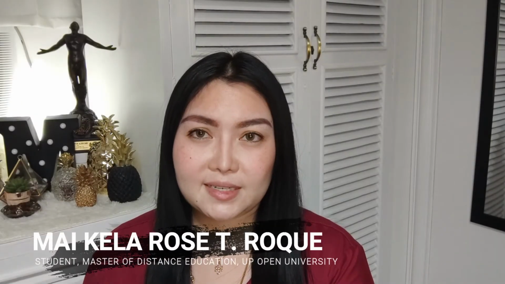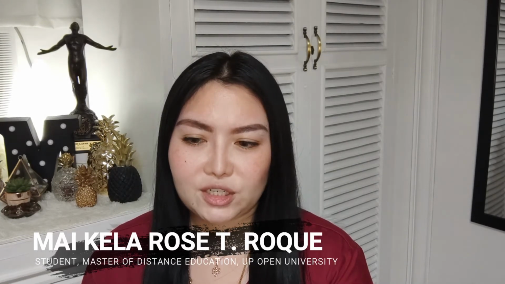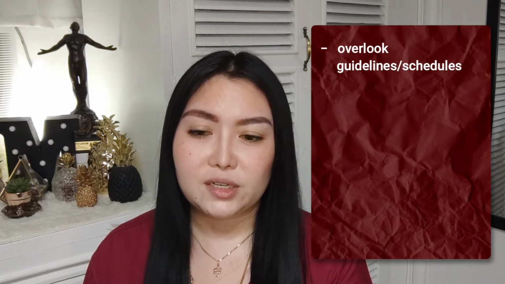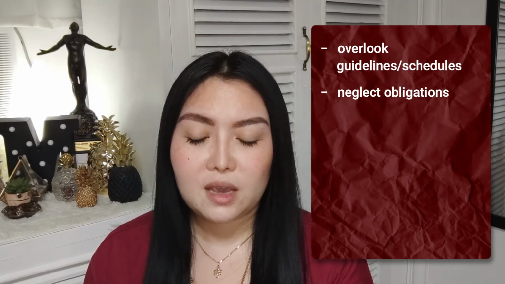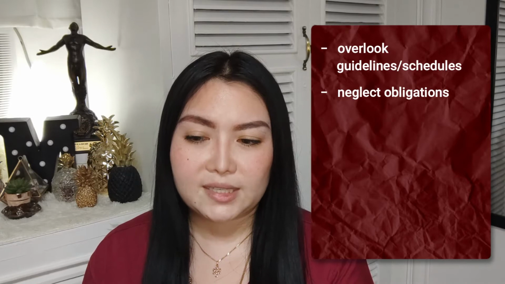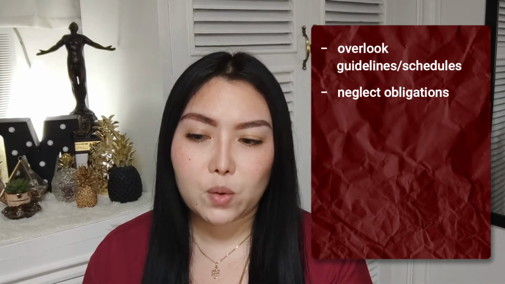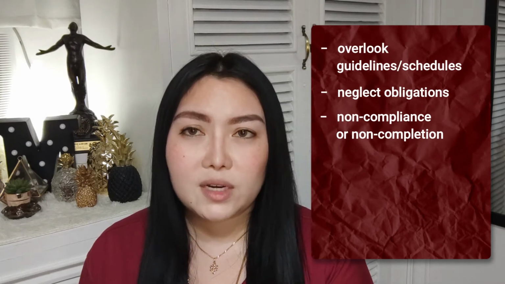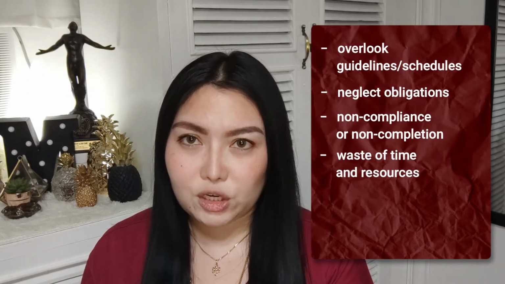Student autonomy in distance education has both its pros and cons. Let's start with the disadvantages. Autonomous learners are more likely to overlook certain guidelines or even schedules set by the distance education institution and unintentionally neglect to fulfill some student obligations or comply with certain requirements on time. This could lead to these learners lagging behind or having to drop courses. Ultimately, this leads to non-completion. This, of course, is a waste of time and resources, not only of the learner, but of the learning institution as well.